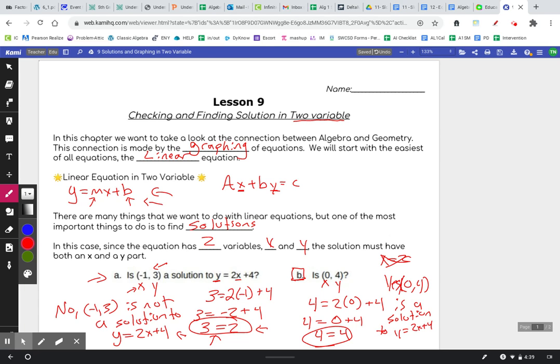Pretty straightforward. I'm not going to spend much more time on that. Essentially, you just need to make sure that the x variable is having the x value put into it, and the y variable is having the y value put into it.